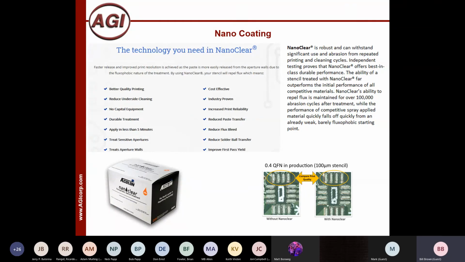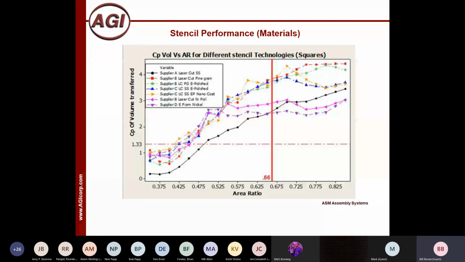So over time, if they feel like the coating's worn off, they can reapply it. And here's a study on the different materials. This chart is basically showing you how paste is printing through different materials.